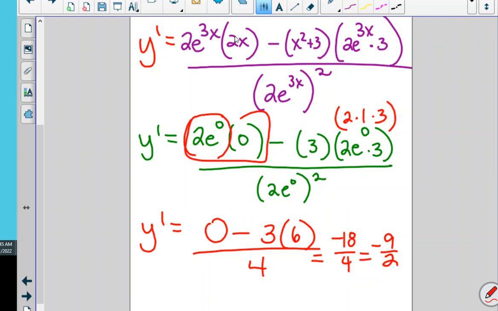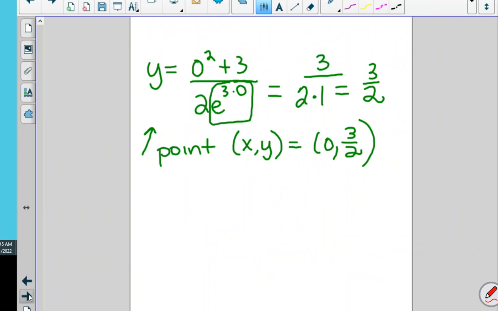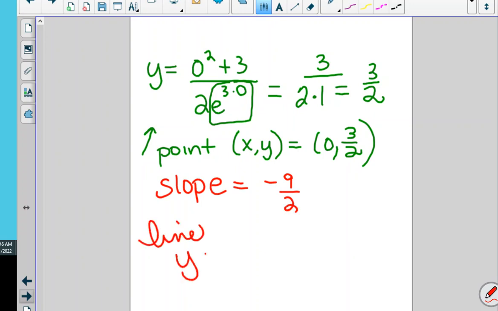I recommend little chunks. You know, 2 times e to the 3 to the 0 times that. And even sometimes writing it down, you're like, okay, I don't need to type that in my calculator. Something like this times 0 is going to make it 0. Okay. So that's my slope. So here's my line.